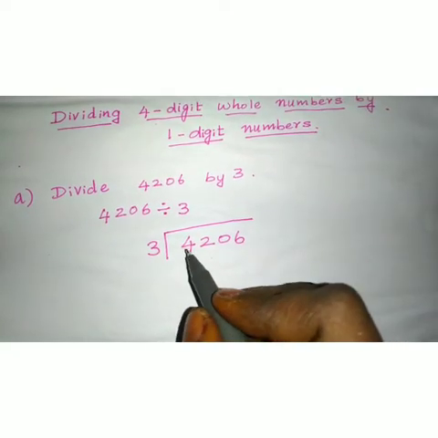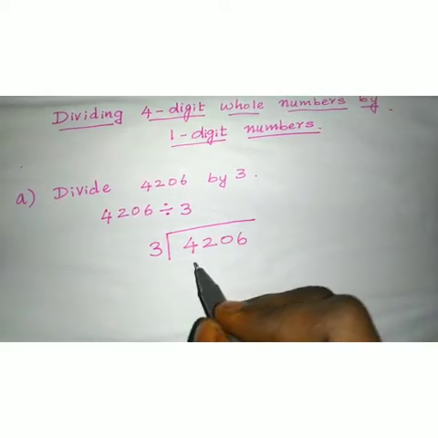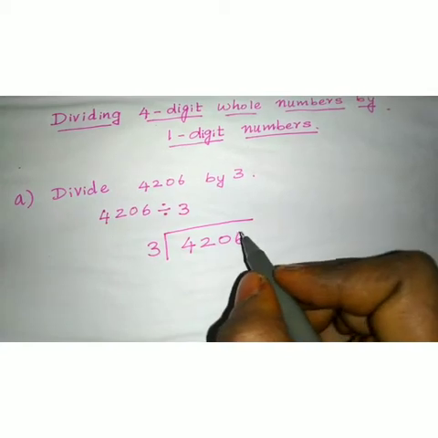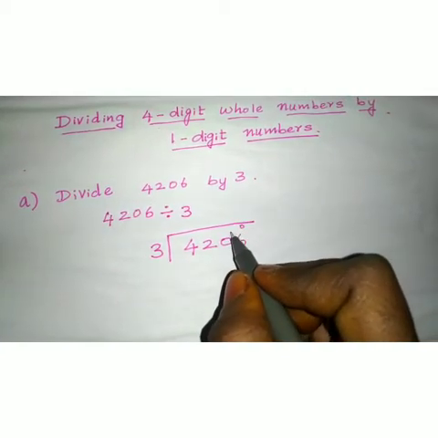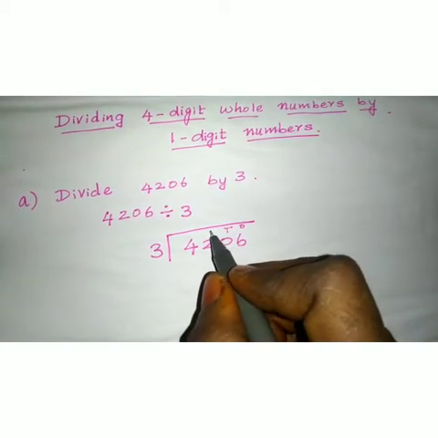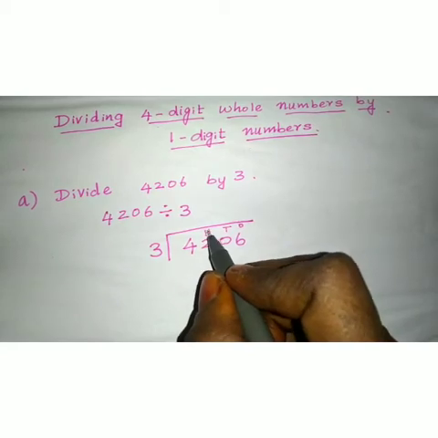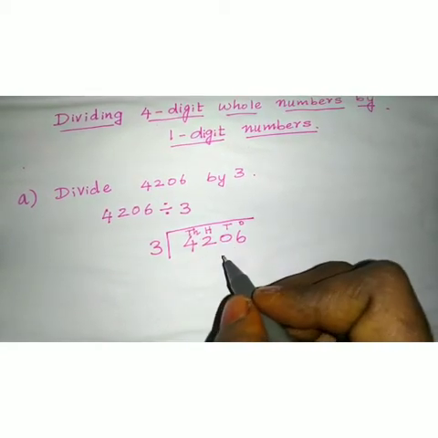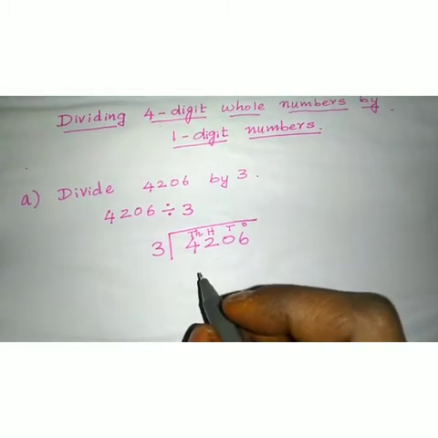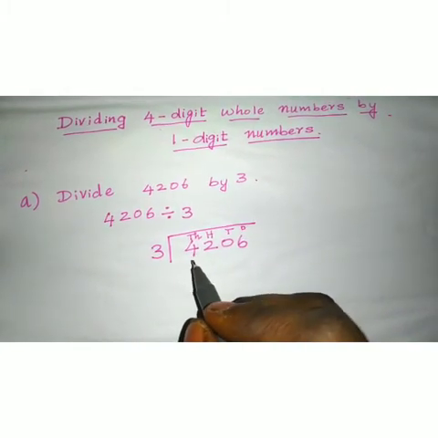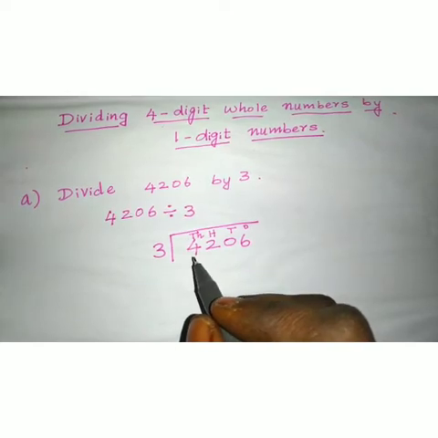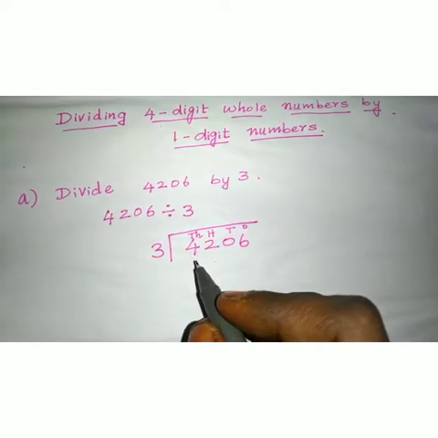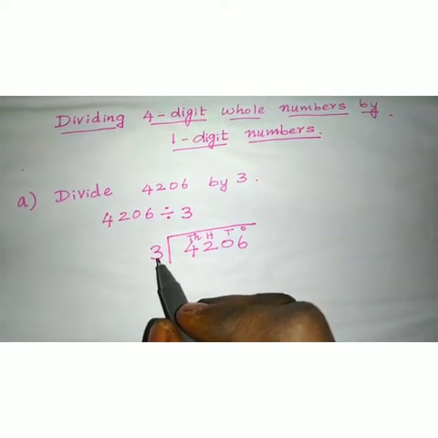Then let me represent the place value of the 4-digit number. So ones, tens, hundreds, thousands. So up to 1000 places we have, because it is a 4-digit number. 4-digit number always have the place values up to 1000, right? We have to divide it by 3.